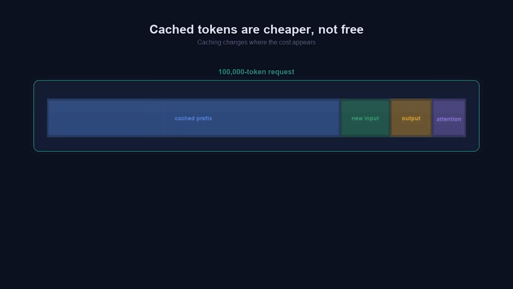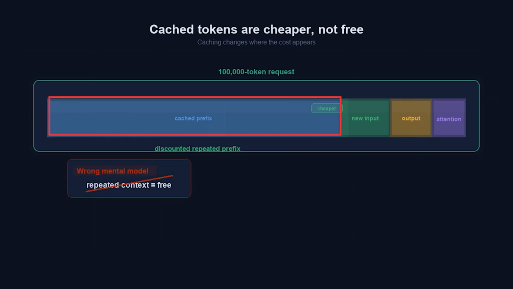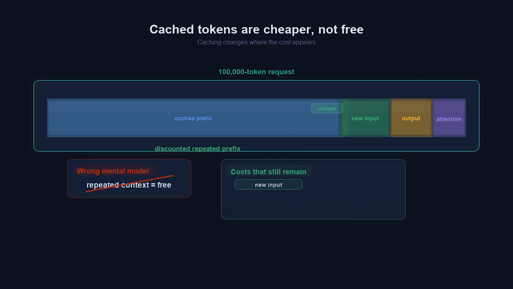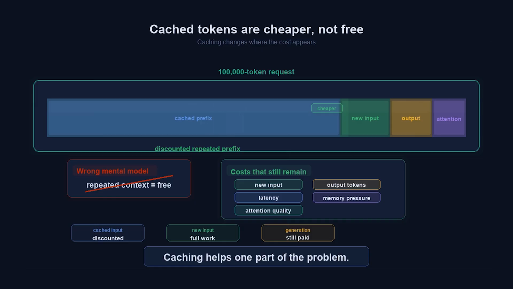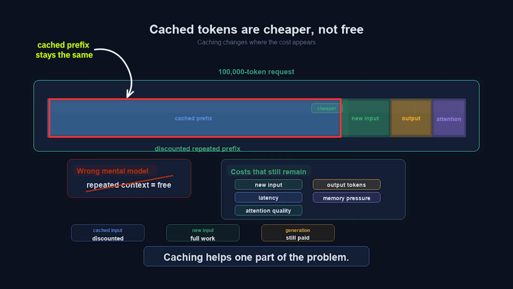So if your application sends a 100,000 token context on every request, caching may reduce the repeated prefix cost, but it doesn't mean it's going to turn it into a 1,000 token system. The model is still operating with a very large context, and large context can affect more than just the input price. It affects the latency, the throughput, the memory pressure, and it can also affect the quality of attention. Caching helps with one part of the problem, but the system level consequences of the long context stay the same.